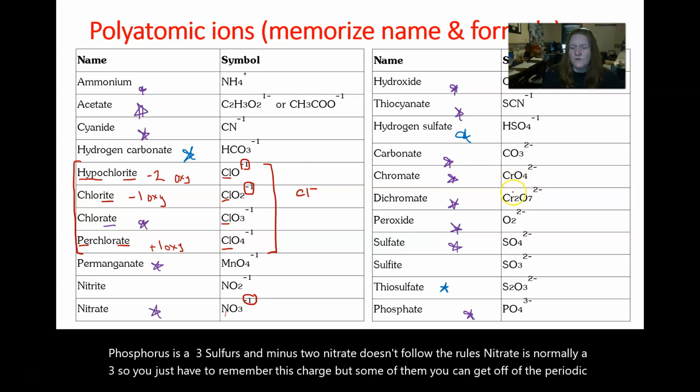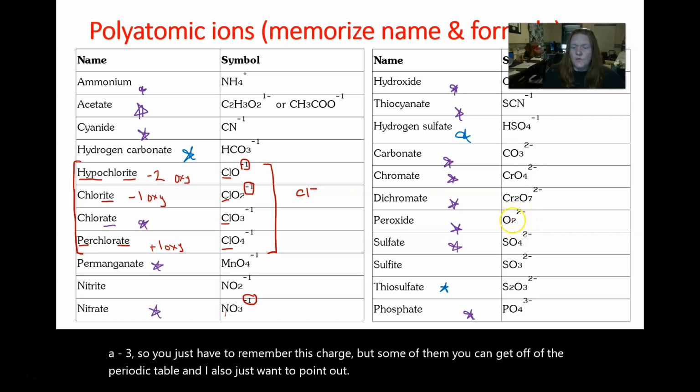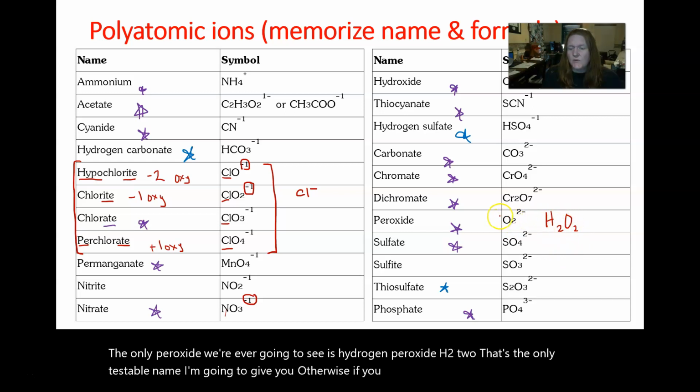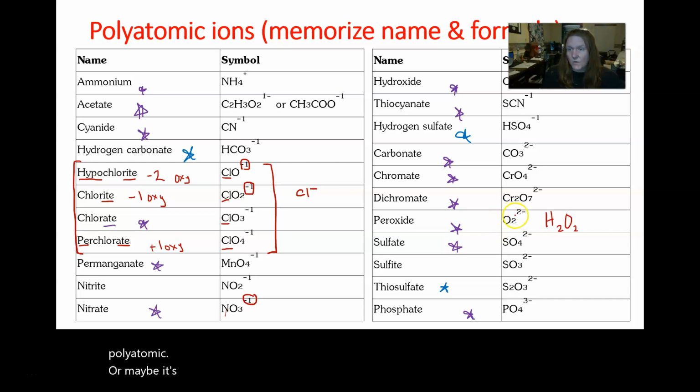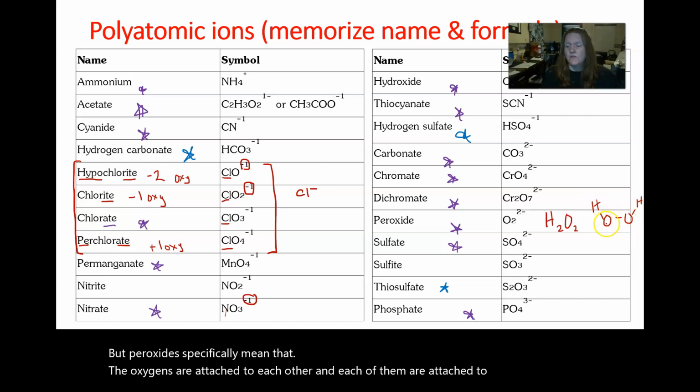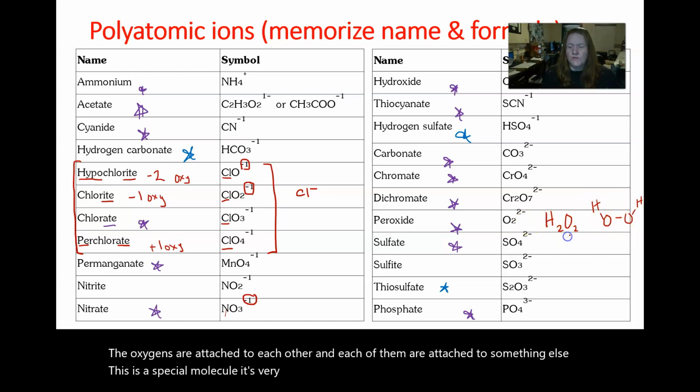And I also just want to point out, the only peroxide we're ever going to see is hydrogen peroxide, H2O2. That's the only testable name I'm going to give you. Otherwise, if you see oxygen, it's probably part of a polyatomic, or maybe it's attached to hydrogen, like in water. But peroxides specifically mean that the oxygens are attached to each other and each of them are attached to something else. This is a special molecule. It's very reactive. But the only one we're going to find in Gen Chem 1 is hydrogen peroxide.